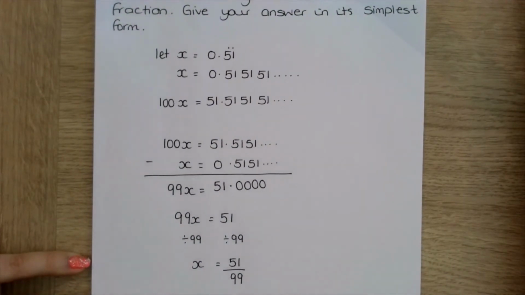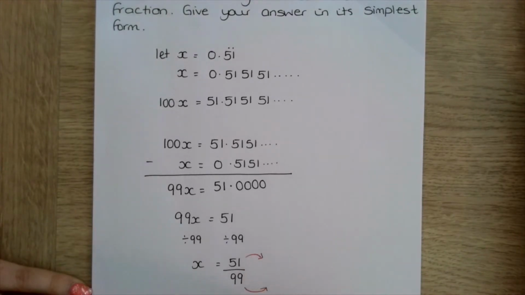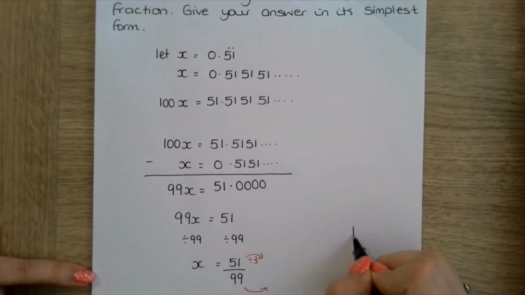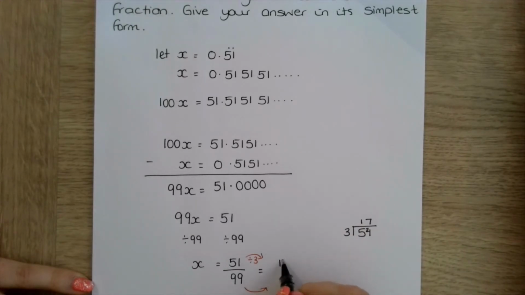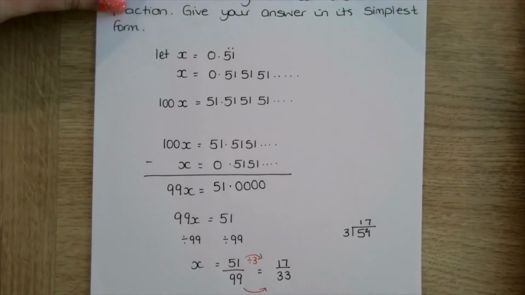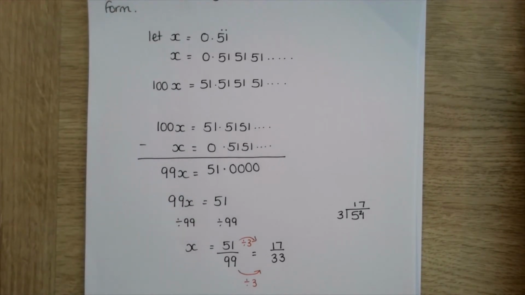I have expressed the decimal as a fraction, but I haven't given it in its simplest form yet. I haven't looked to see if there's a number that goes into both 51 and into 99. I know that 3 goes into both. So if I divide 51 by 3, if you're not 100% confident with the answer to that, just do a bus stop. 3 into 5 is 1 with 2 left over, and 3 into 21 goes 7. So your answer is going to be 17 over, 99 divided by 3 is going to get me 33. So x is equal to 17 over 33 as a fraction in its simplest form.